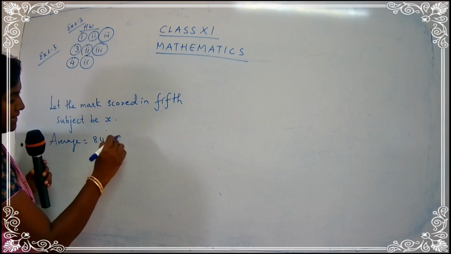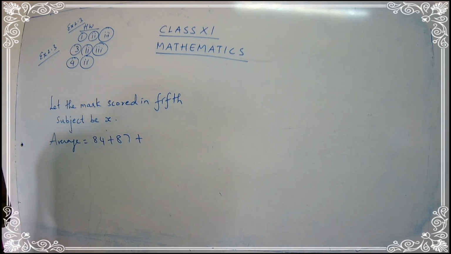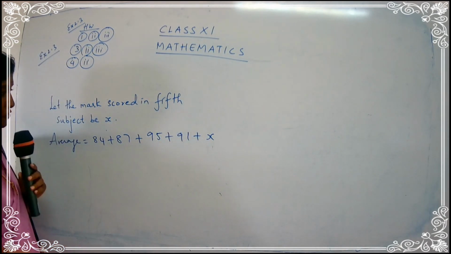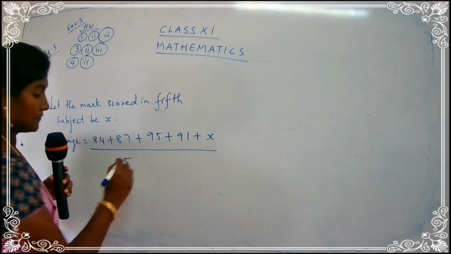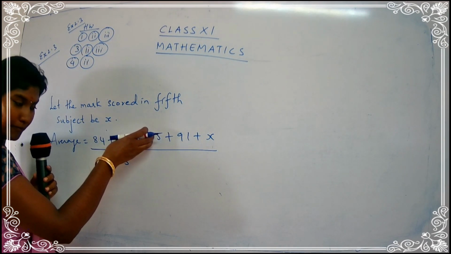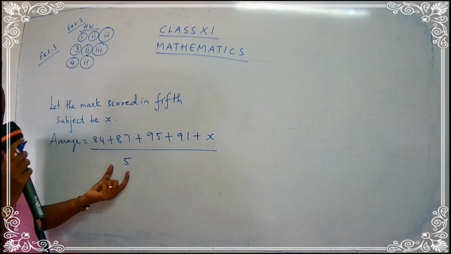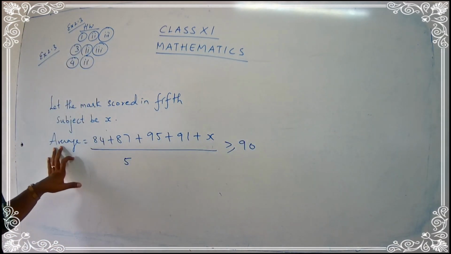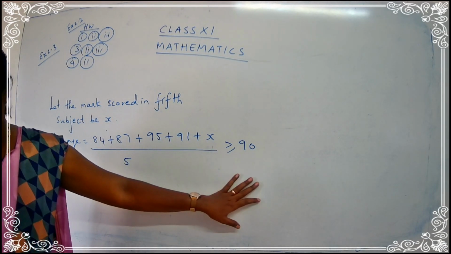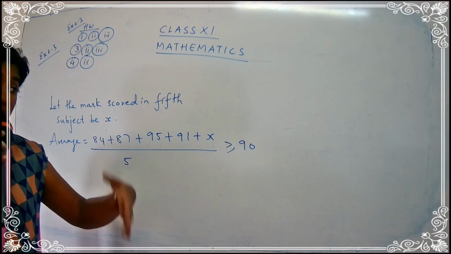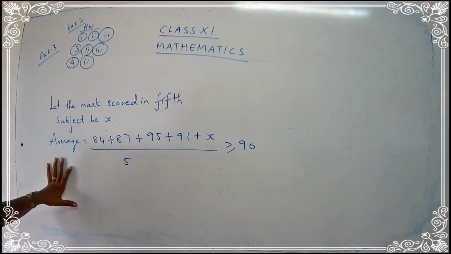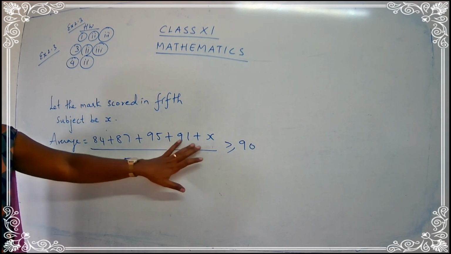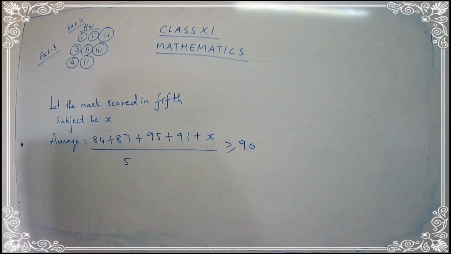84 plus 87 plus 95 plus 91 plus, I don't know the value for the 5th subject, so I just put x, upon 5. This is 5 because we have to divide the total marks by the total number of subjects. What is the total number of subjects? 5. This is greater than or equal to 90 because the condition was that the average should be greater than or equal to 90 to get an A grade. So he can score 90 or more than 90 for getting an A grade. So (84 plus 87 plus 95 plus 91 plus x) upon 5 is greater than or equal to 90.